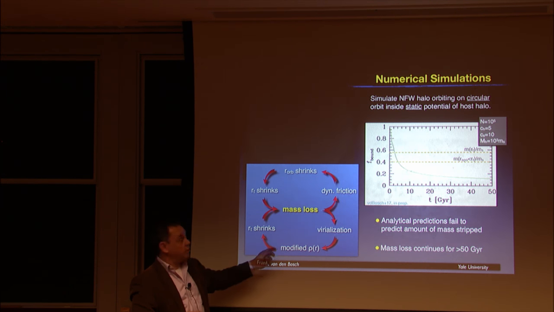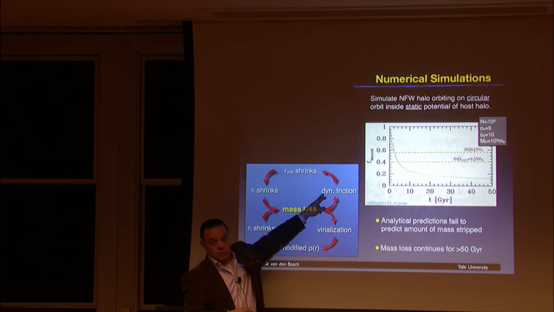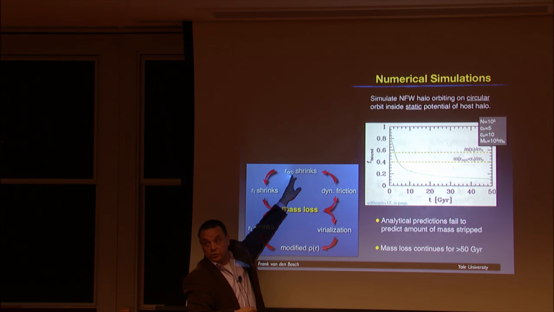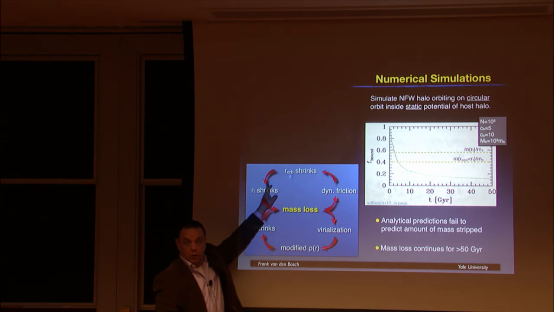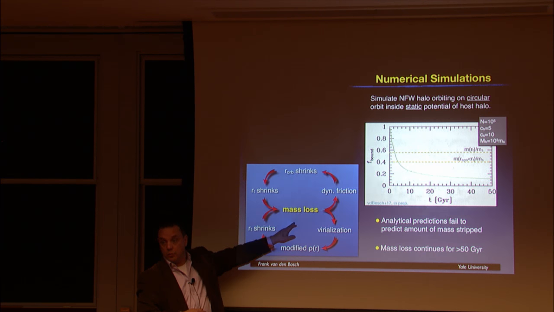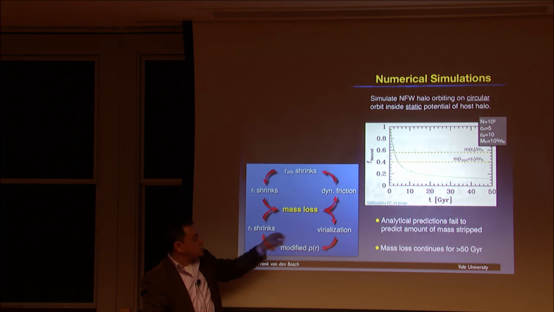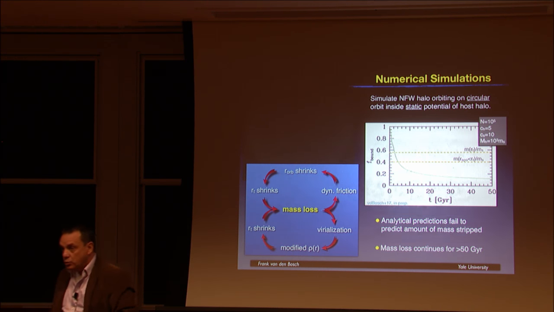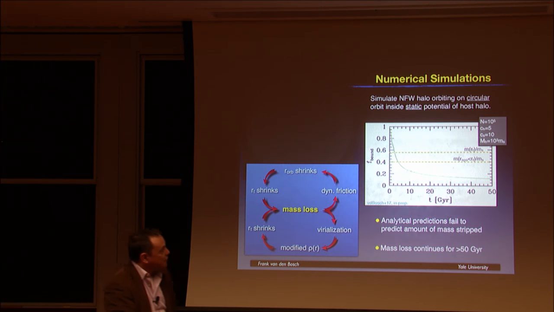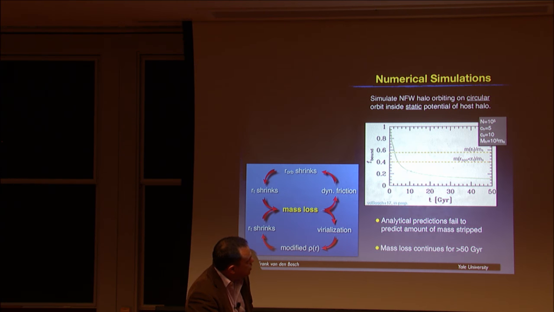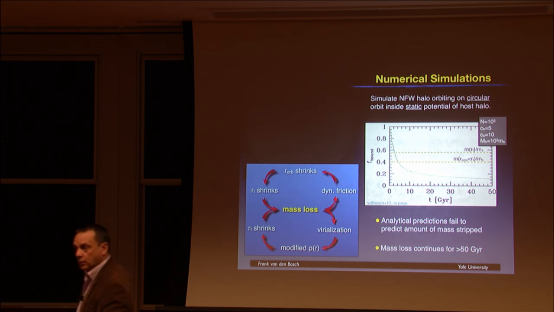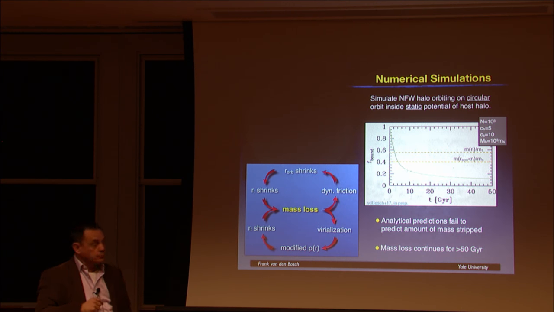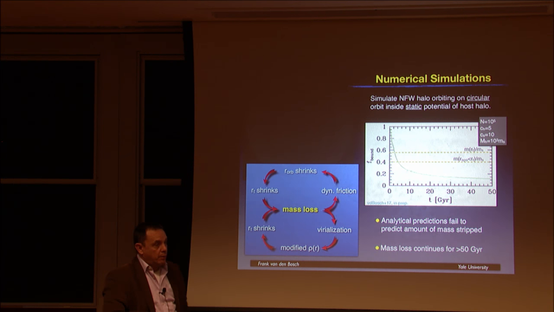In addition, a second-order effect: the mass loss causes dynamical friction. The dynamical friction causes the orbit to shrink. You go to where the tidal field is stronger, the tidal radius shrinks, and you have more mass loss. Because of these two loops, you never stop losing mass. You can clearly see that this thing, after 50 gigayears, is still losing mass, albeit at a low rate. But it didn't disrupt. And here comes the problem.